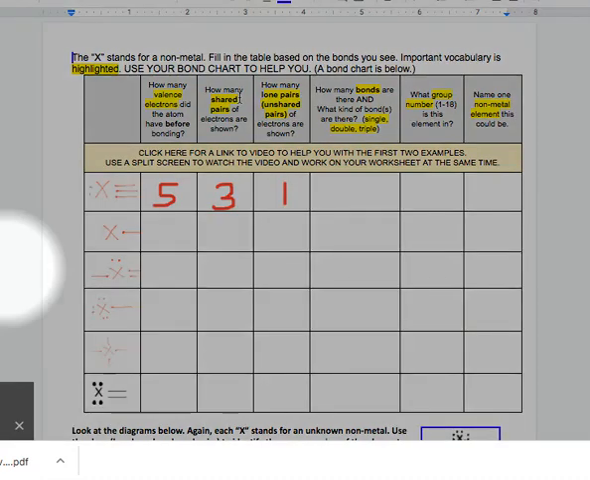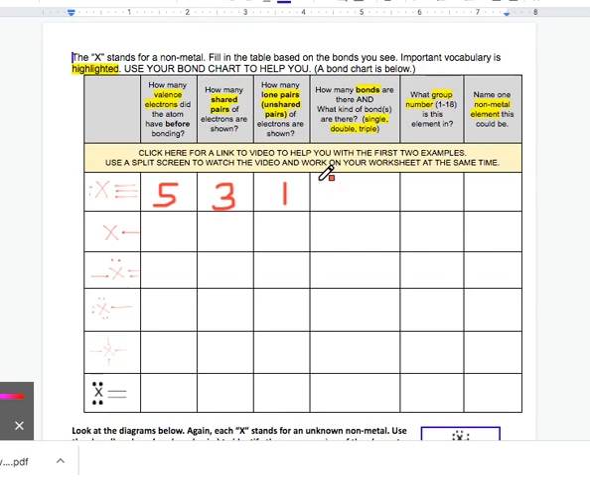Next question says, how many bonds are there and what kind of bonds are there? So here I see 3 bonds, but they are all together, so that's 1 triple bond. And this is going to be a little bit hard for me to write with this tool, but I'll do my best to say 1 triple. Just 1 trip. That's okay with everyone?